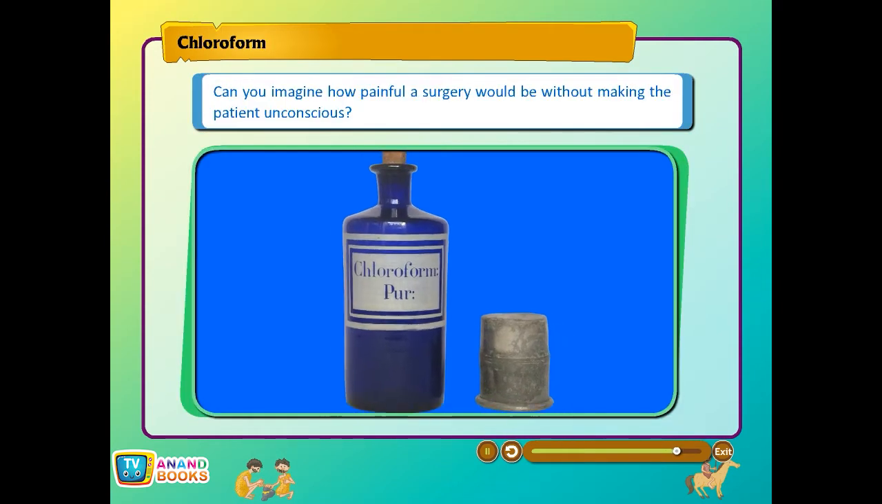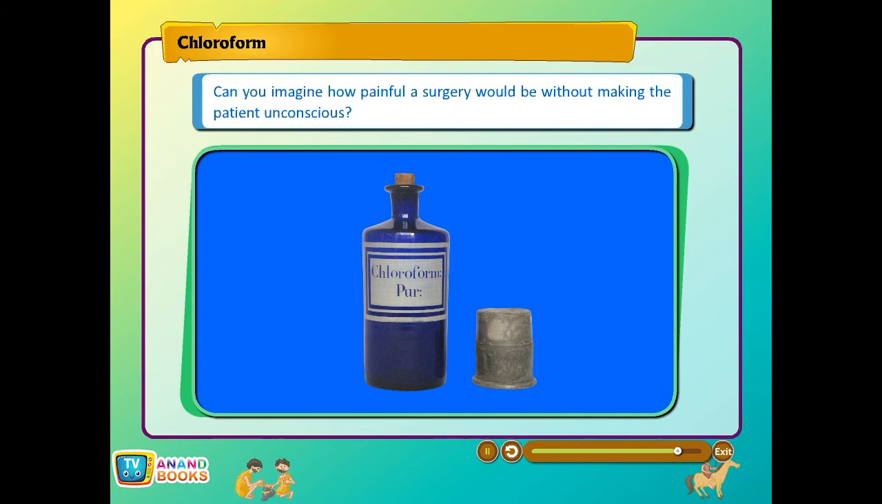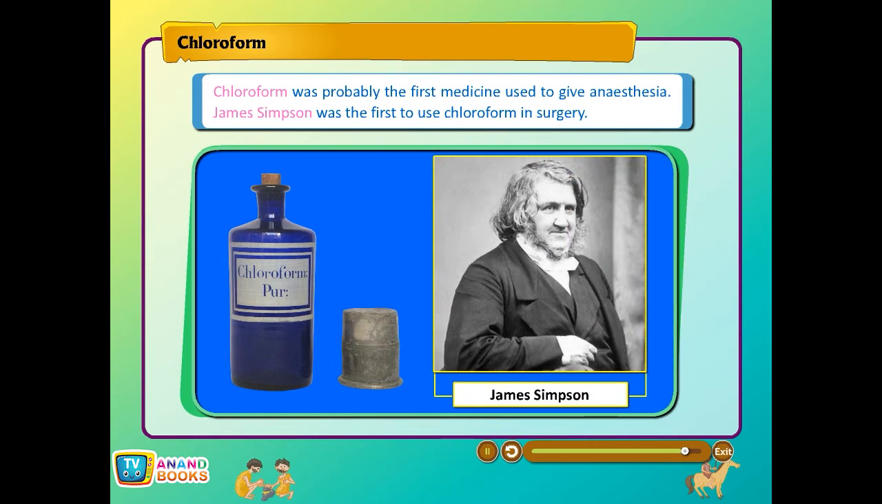Chloroform. Can you imagine how painful a surgery would be without making the patient unconscious? Earlier, there was no method to make a patient unconscious. Today, surgeries are performed after giving anesthesia to the patient. Chloroform was probably the first medicine used to give anesthesia. James Simpson was the first to use chloroform in surgery. Inhaling chloroform makes a person unconscious. She or he does not feel any pain during surgery.